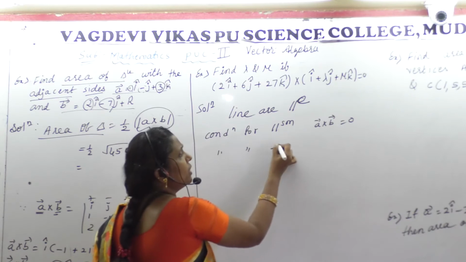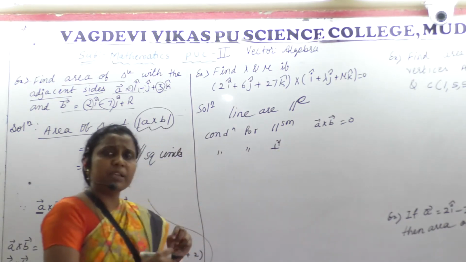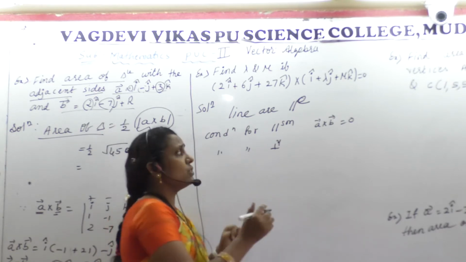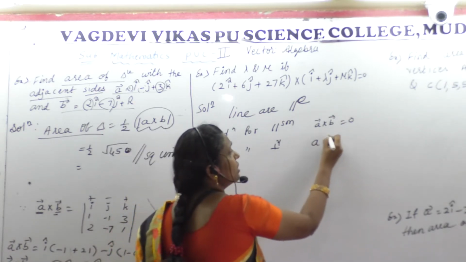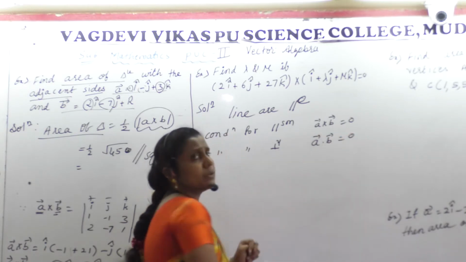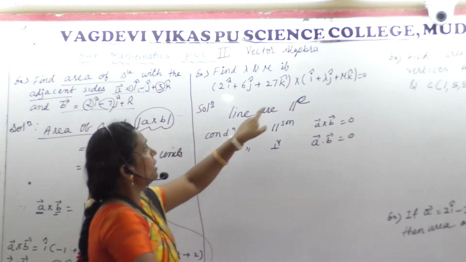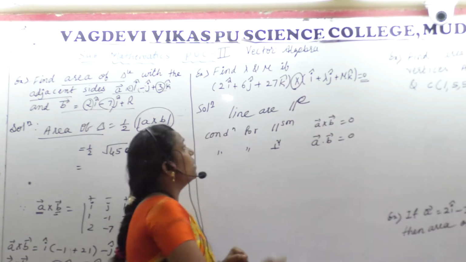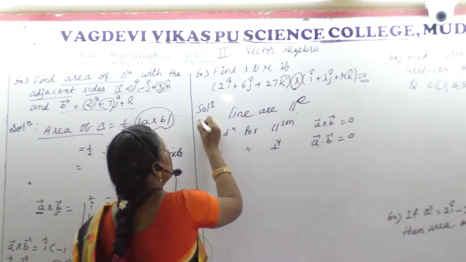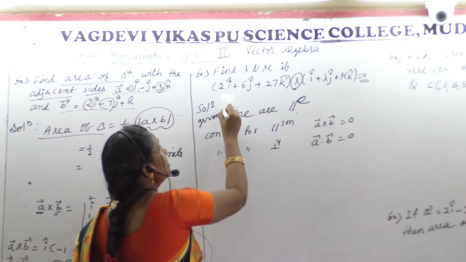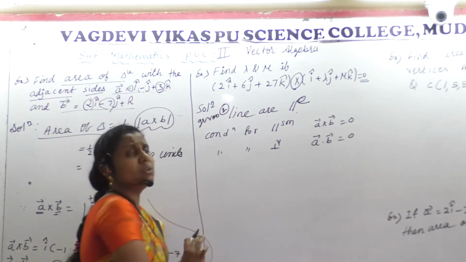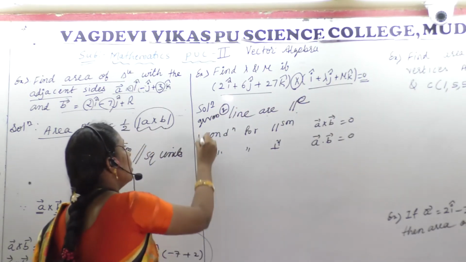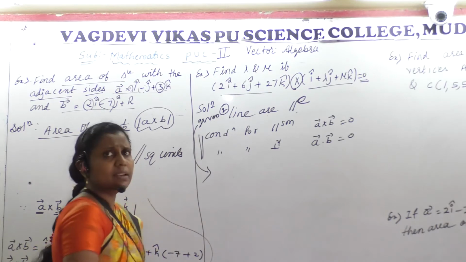Condition for perpendicularity: when A and B are intersecting at 90 degrees, or perpendicular to each other, what will be the condition? Dot product must be 0. So here they are saying the cross product is equal to 0. It means two lines are parallel. Which two lines? These two lines. Then you just go for the condition for parallelism.